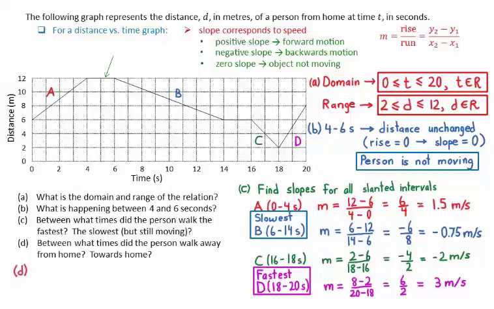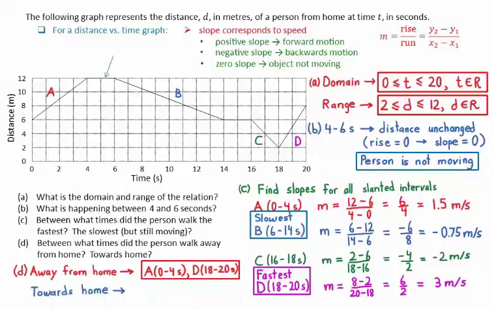Question D. Between what times did the person walk away from home and towards home? For away from home, this corresponds to segments where the slope is positive. This corresponds to segment A between 0 and 4 seconds and D between 18 and 20 seconds. Towards home, this corresponds to a negative slope. Segment B between 6 and 14 seconds and C between 16 and 18 seconds.